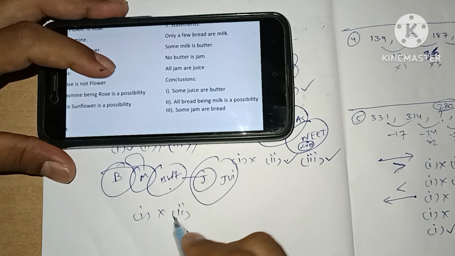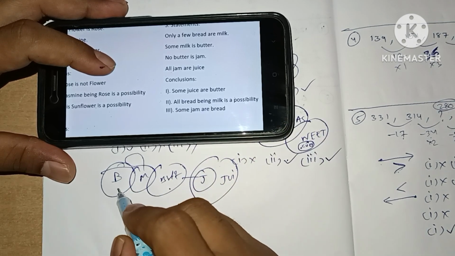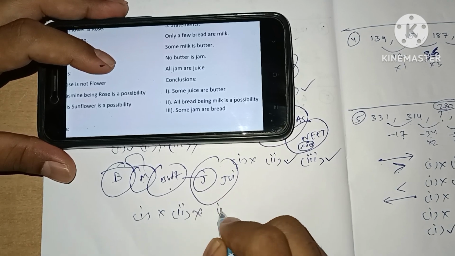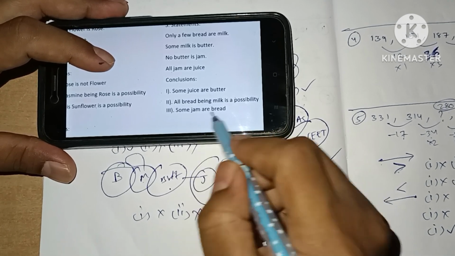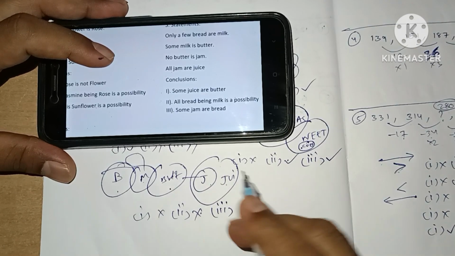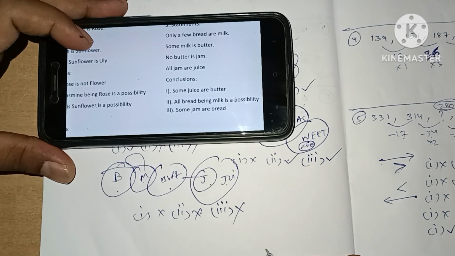Second conclusion, all bread being milk is a possibility. All bread placed inside milk, is it possible? No. Second conclusion is also false. Third conclusion, some jam is bread. This is jam and this is bread. So this case also fails. None of the 3 follows.